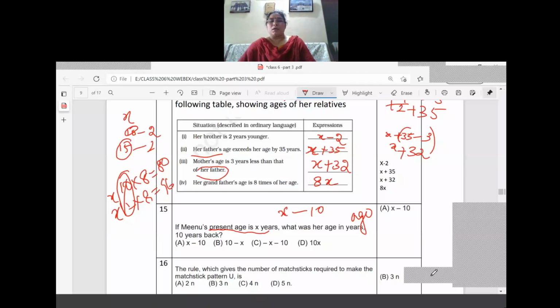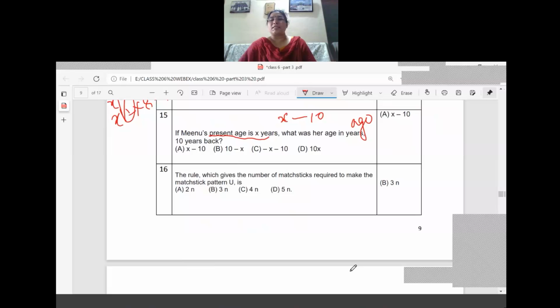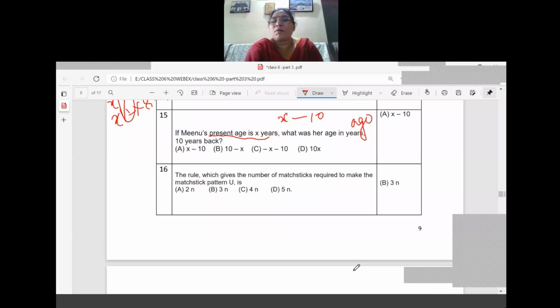Now the rule. Next question. The rule which gives the number of matchsticks required to make the matchstick pattern of U. Pattern U means how we'll form with the matchsticks: 1, 2, 3. So it is 3 into the number of sticks, isn't it? So 3n. Where is 3n coming? In B. So that is the answer for the rule for U.